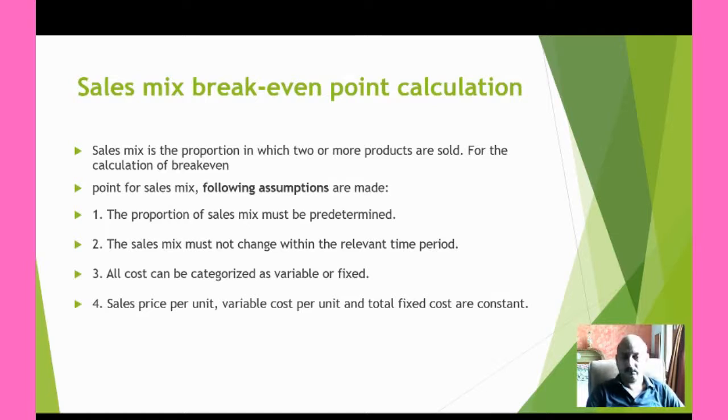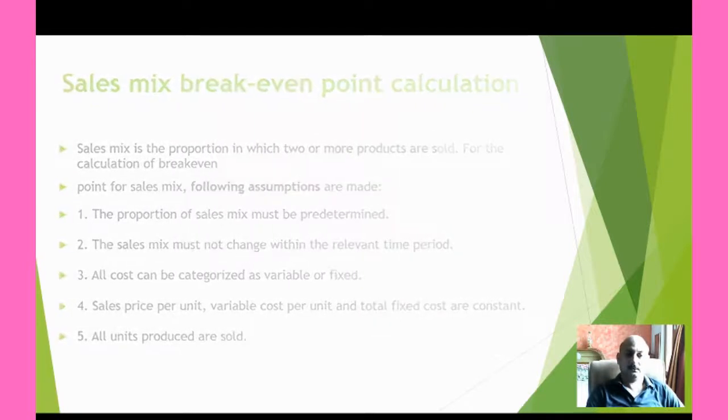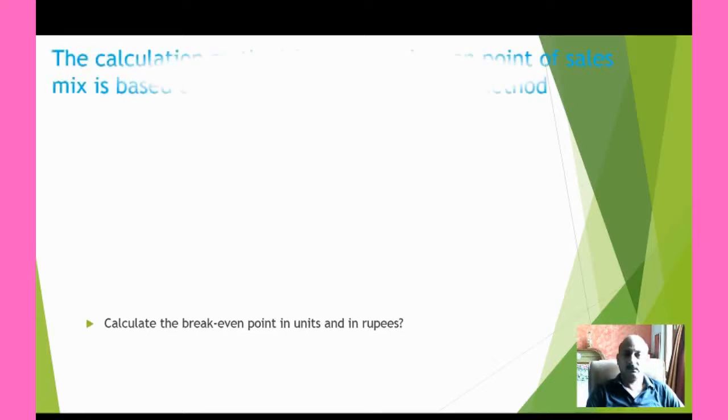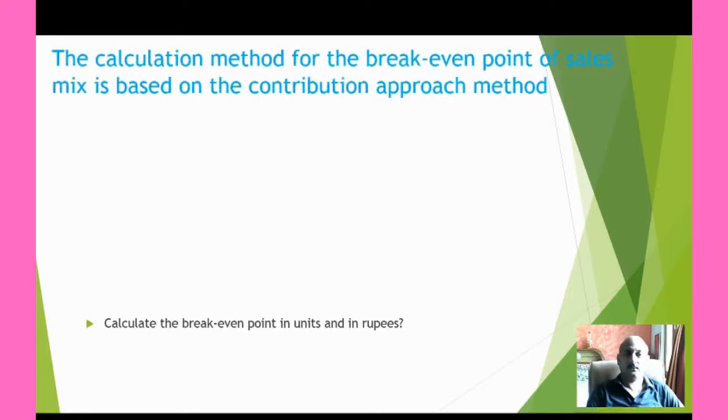Example: The following information is related to the sales mix of products A, B and C. The sales price per unit is rupees 15 for product A, rupees 21 for B, and rupees 36 for C.